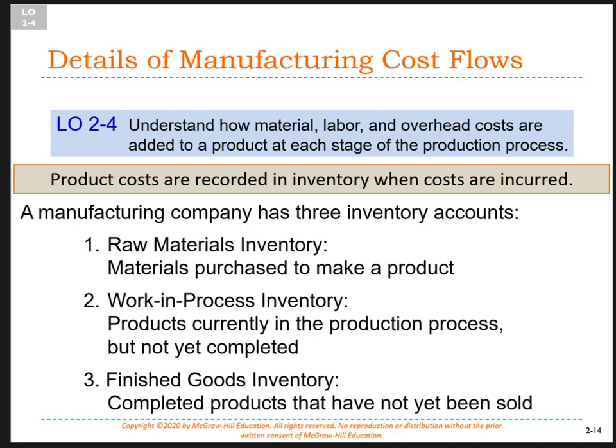When you buy stuff initially, that's materials you're going to use, either as direct materials or indirect materials. We put it in raw materials inventory. Think of it as a warehouse. It's the stuff we need to use to make our product. We buy it, we put it in the warehouse until we need to use it.